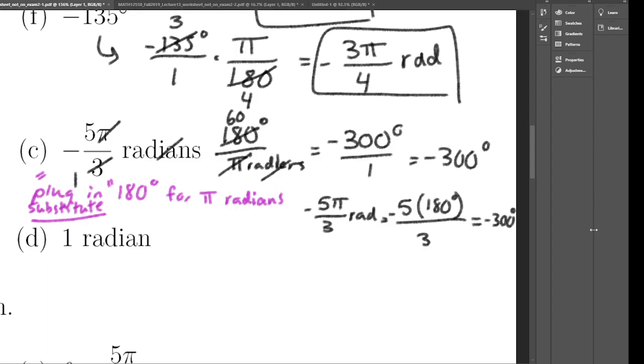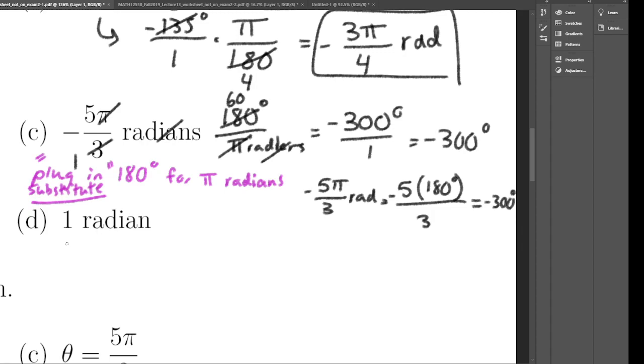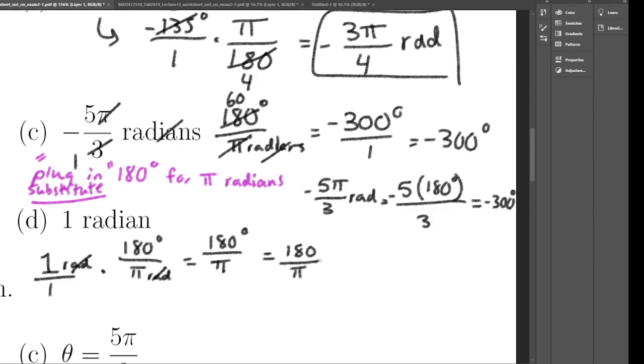Now, the last one here, you can't do that trick for this last one. You have to multiply by 180 over pi because there is no pi in this. So 1 radian times 180 degrees over pi radians. Now the radians still cancel, but for once the pi isn't canceling. This is like 1 over 1 over here. So by multiplying across, we get 180 degrees over pi. In other words, 180 over pi degrees. These mean the same thing.